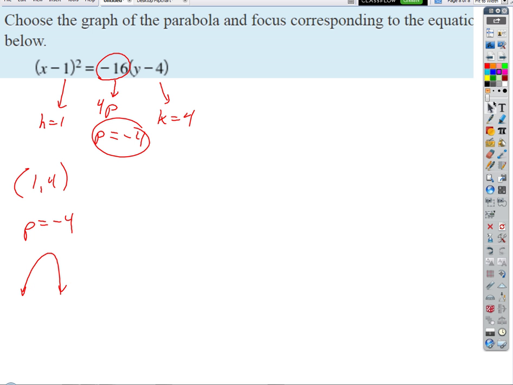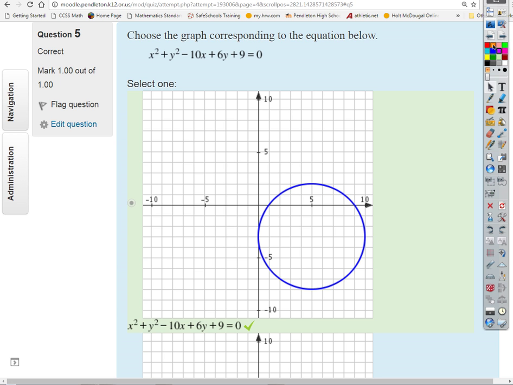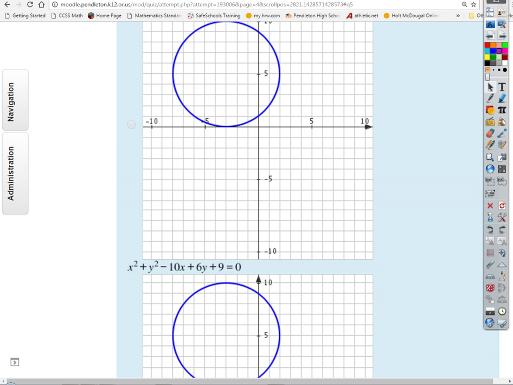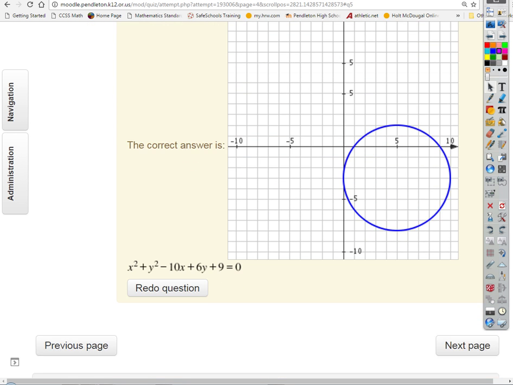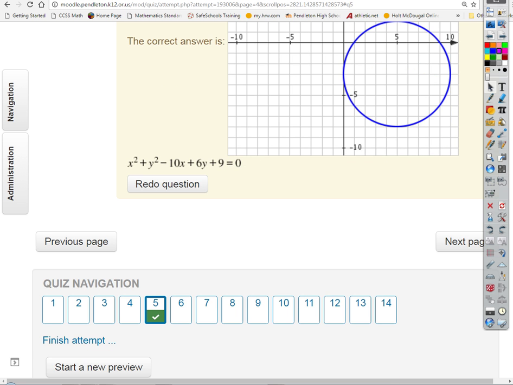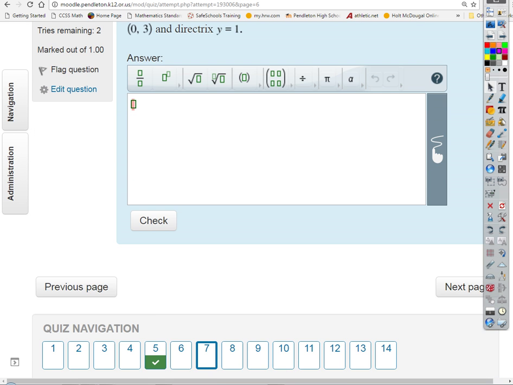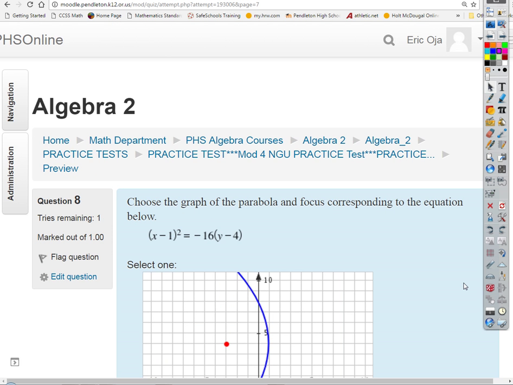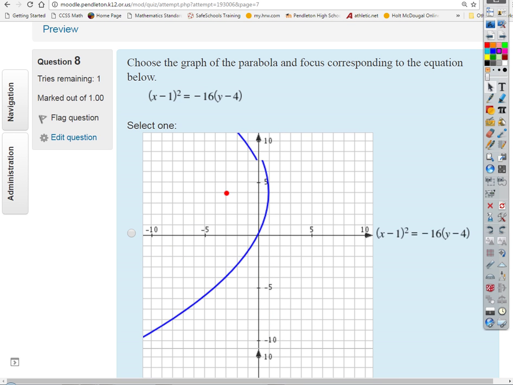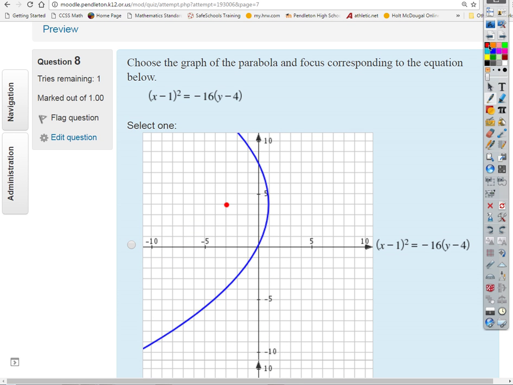Okay, so I think that must be right there. Right there. Right, so we summarize this by saying we had coordinates, wasn't it 1, 4? Oh yeah, there we go, 1, 4, and P equaled negative 4, right? That was our summary, so it opens down. So we just gotta find that parabola.